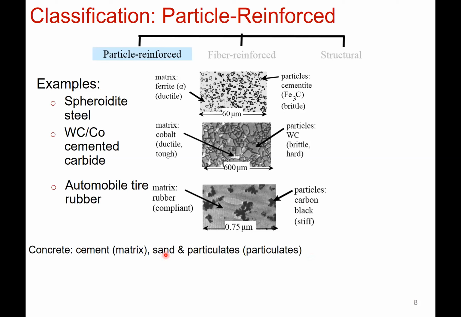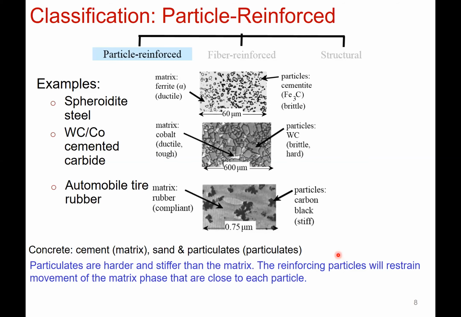And in concrete, the particulates are sand and other particulates. Why you want two types of particulates is that sand can fill all the small voids, while the other particulates are the larger reinforcements. So you can have a combination of small and large particulates in a matrix. And of course, the particulates are harder and stiffer than the matrix. So they'll restrain the movement of the matrix close to each particle, so that you don't have dislocation, things like that. Although this is a ceramic and not a metal.